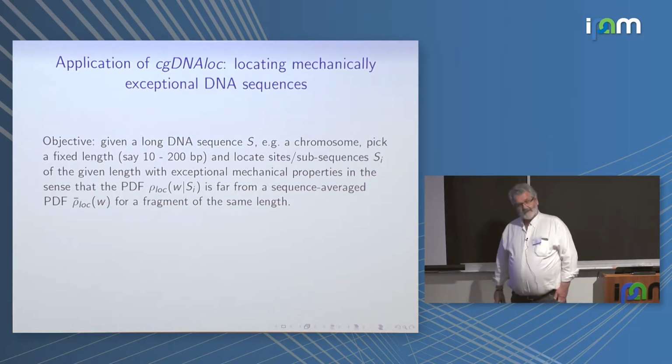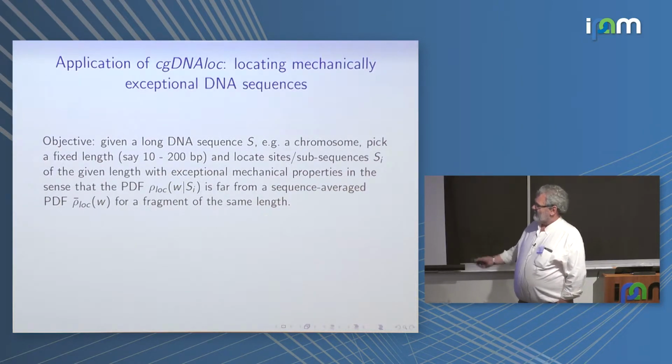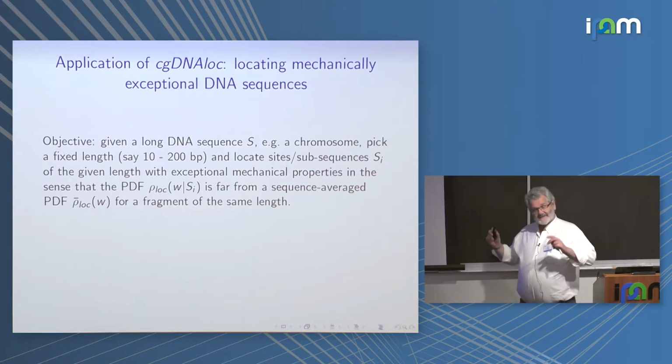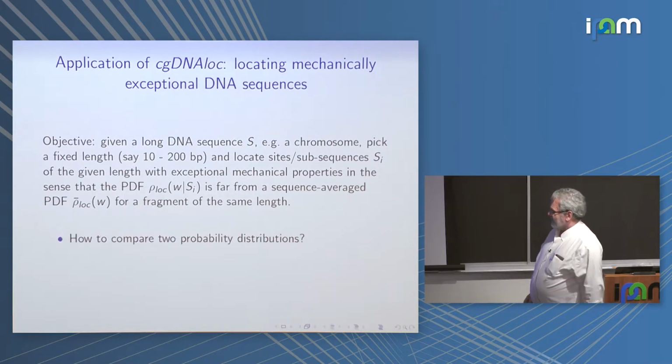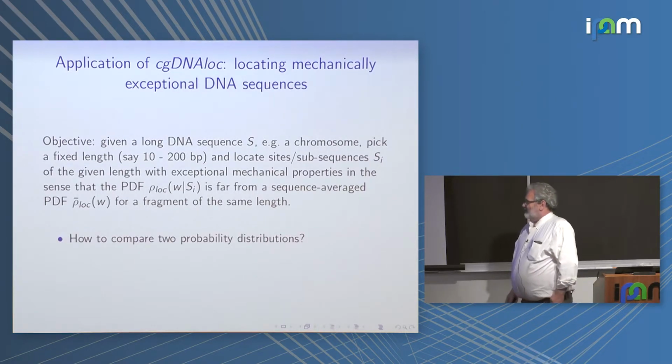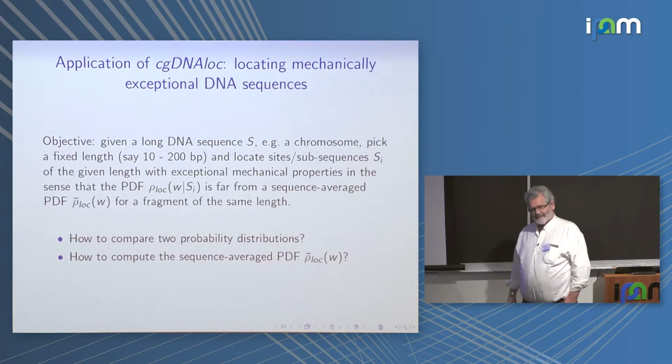And what does exceptional mean? Exceptional is going to mean that this local PDF is far from a sequence-averaged PDF for a fragment of the same length. So that's a particularly exceptional sequence compared to, quote, average DNA. Question: how do you compare two probability distributions? How do you compute a sequence-averaged PDF?